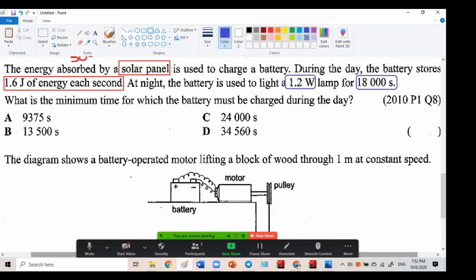Okay. All right. So what is the minimum time the battery must be charged during the day? You must find how much energy the night needed. Okay, come. How much energy is needed at night time? Energy needed.